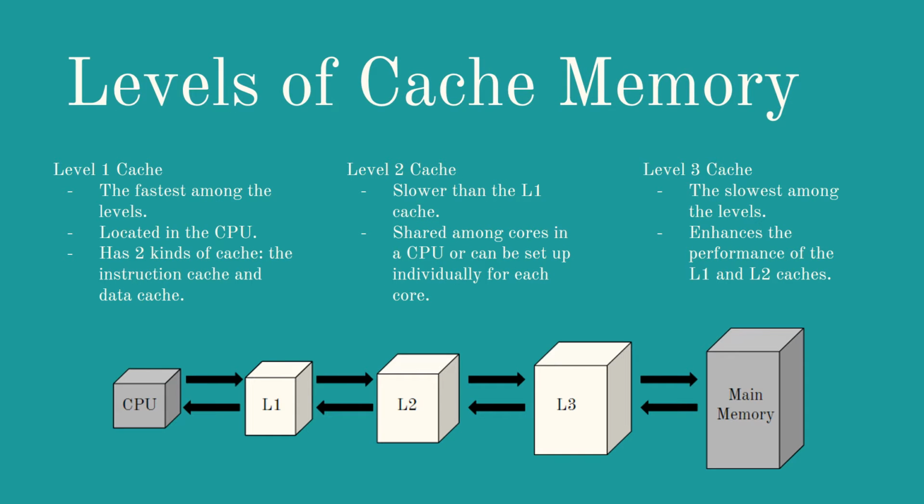Now let's look at the levels of cache memory. Level 1 cache is located in the processor itself. It runs at the same speed of the processor and it is the fastest among the levels. If the CPU cannot retrieve data from the level 1 cache, it looks at the level 2 cache next. This cache is slower than the level 1 cache. Then, if data is still not present in either level 1 or 2 caches, the processor looks at the level 3 cache, which is the slowest among the three. Finally, if data is not present among the caches, the processor searches in the RAM.